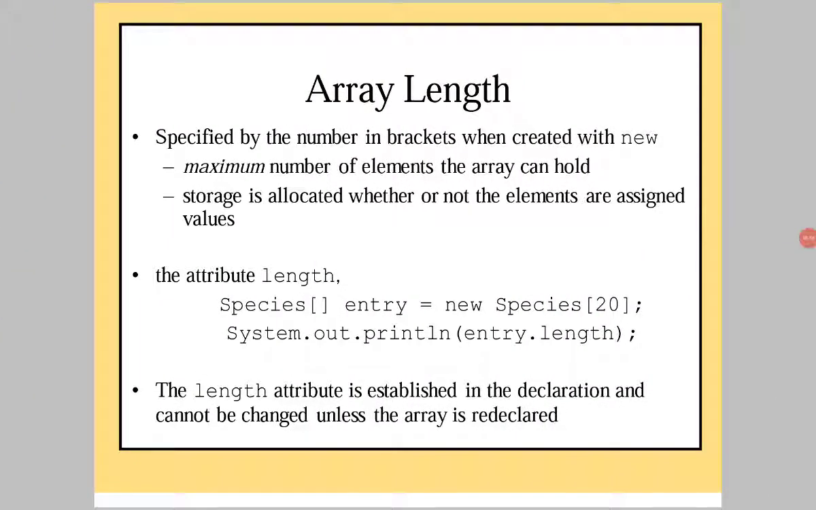So array length, how to find out array length, is specified by the number in brackets when created with new. Generally the maximum size of the array or array length is specified within the square brackets. For example, int a of 10 means here int is the data type of the array, a is the name of the array, and within brackets is the maximum size of the array.